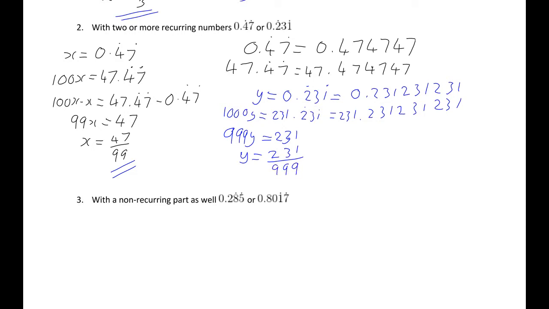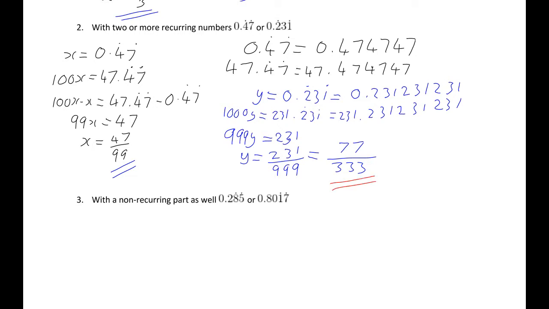Now, that's not quite done yet, because we can see that 3's going to go into top and bottom. If you remember, add up the digits on top, 2 plus 3 is 5, plus 1 is 6, therefore 3's go into it. So we know we can divide top and bottom. Bottom will become 333, and the top is 77. Ooh, okay, alright. That's not very nice. 11s. Do 11s go in both? No, 11s don't go in 333. So we're done there.